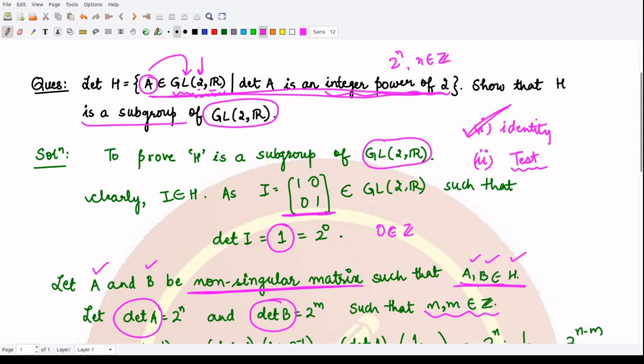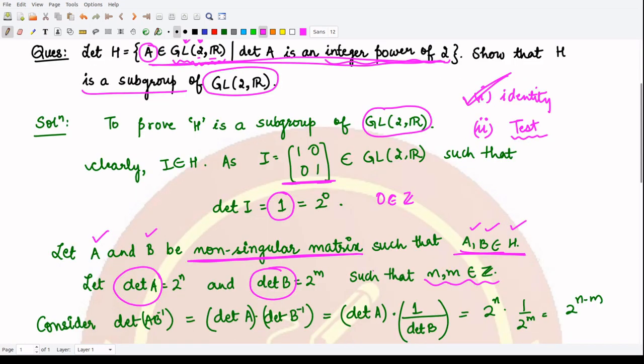Now we have to check what is the determinant of AB inverse. Because for two matrices A and B in H, if AB inverse also belongs to H, then by the one step subgroup test, H is a subgroup. So we are checking this condition on the determinant of AB inverse. The determinant of AB inverse can be written as determinant A into determinant B inverse. Now the determinant of B inverse can be further written as 1 divided by the determinant of B. Now we substitute the values of determinant A and determinant B.